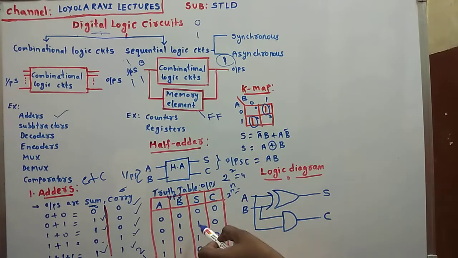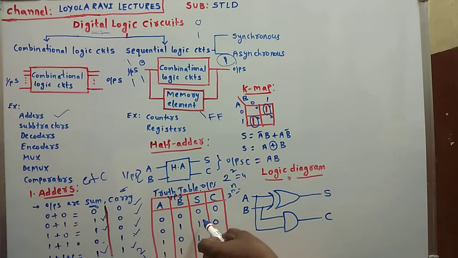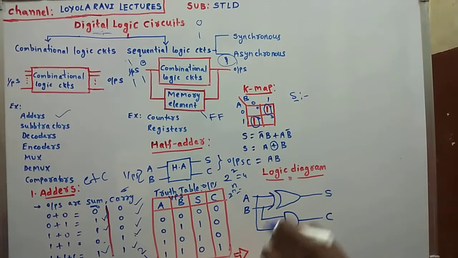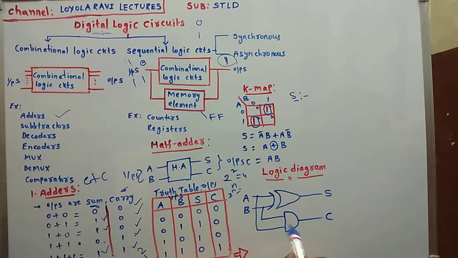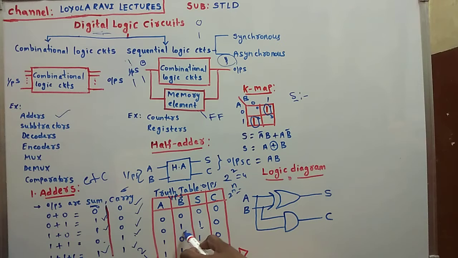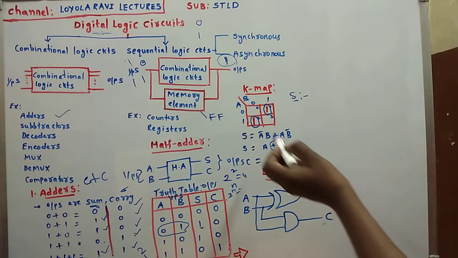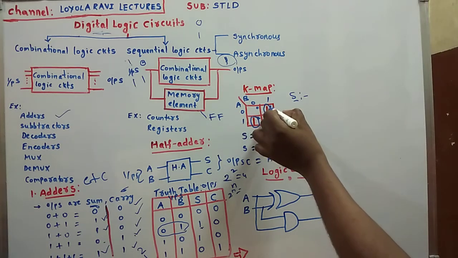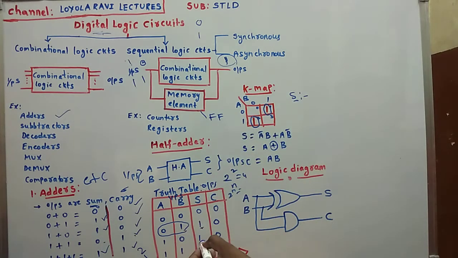Okay. Then at which combination are we getting sum high? First one is for sum. I am using K-map for sum. Let us take sum. Where are we getting high outputs? At 0 1 we are getting the corresponding output high. 0 1, nothing but first combination. We are getting high.